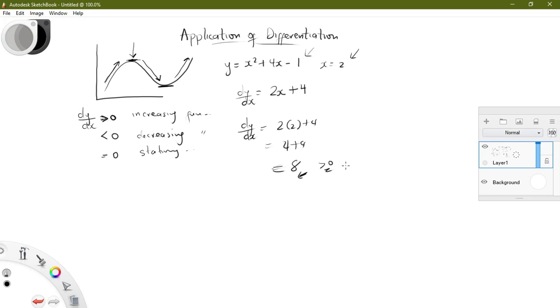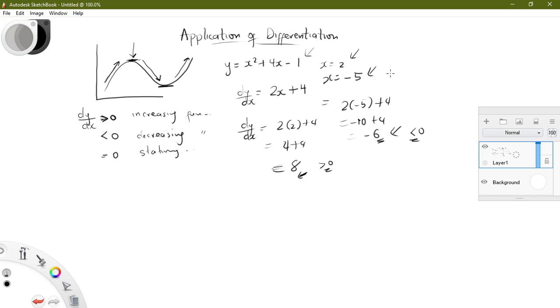Now the question might go this way: this same equation, but where x equals minus 5, is it increasing or decreasing? Is it an increasing function or a decreasing function at that point? Then after you have differentiated the first time, what you just have to do is input minus 5: 2 times minus 5 plus 4, that's minus 10 plus 4, then that's minus 6. So since it is minus 6, which is less than 0, then we are sure that at this point, where x is minus 5, it is decreasing.